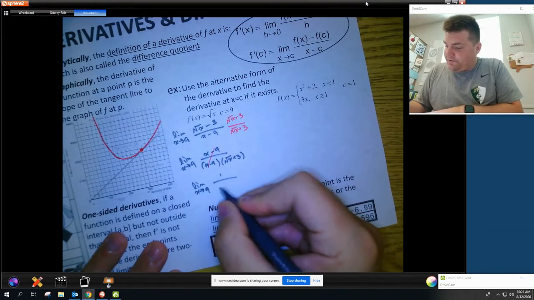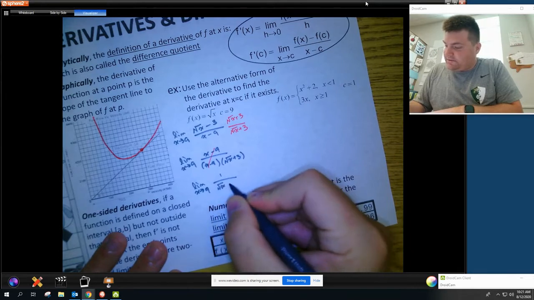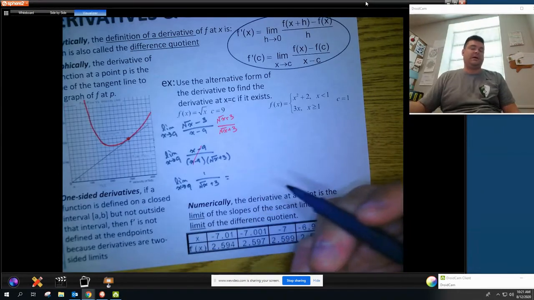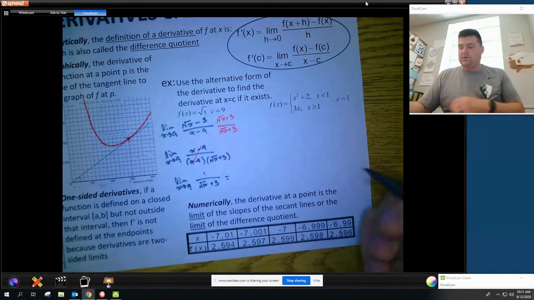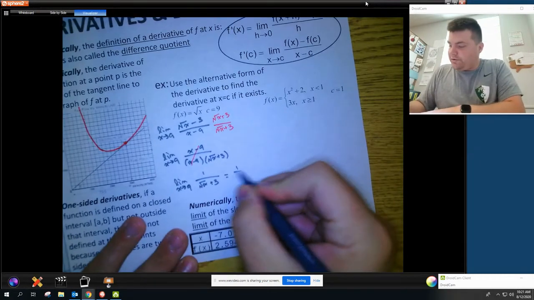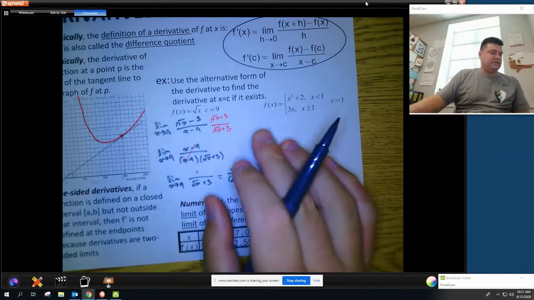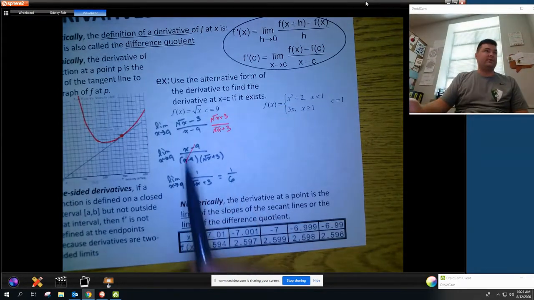So 1 over root x plus 3. So when I plug in that 9, I'm going to get 1 over root 9, which is 3. 1 over 3 plus 3 is 1 over 6. All right, so this is pretty straightforward on this one.